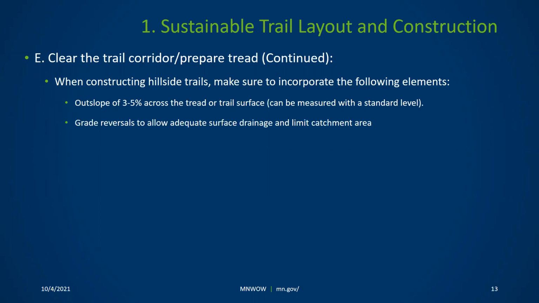Try to incorporate grade reversals, and those are just what the name implies. You're reversing the grade. If you're going up slope, you want to drop down slope for a little bit, try to follow a natural contour to do it, or a natural dip in the topography. These little reversals in grade allow some water to shed off the trail using these dips in topography, and they limit contributing basin area or catchment area. So try to keep those small. Also incorporate the half rule, which we said before: the trail grade should be less than half the overall hill slope.